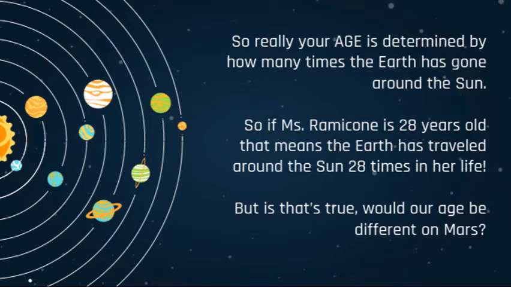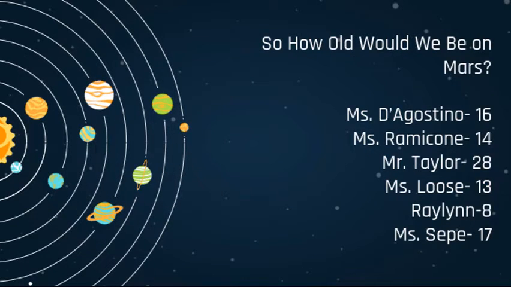But if that's true, and all of the planets have a different revolutionary period, they all take a different amount of time to go around the sun, then would our age be different on different planets? And what would be our age on Mars? Let's find out. So, how old would we be on Mars? Now, Mars is further out in the solar system, so it takes longer for Mars to get around the sun than it does for the Earth.